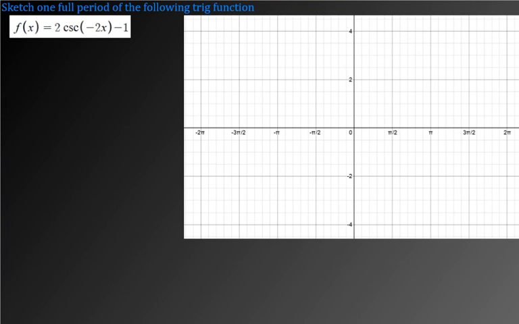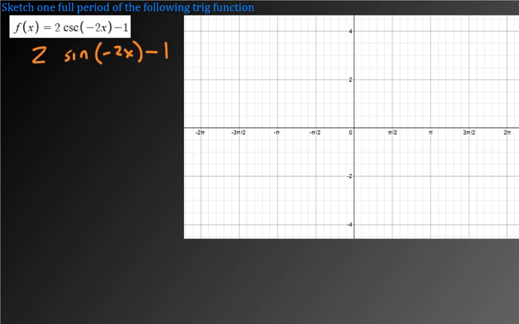All right, just one more problem I'm going to do in this video. I just want to graph 2 cosecant negative 2x minus 1. And to do this, basically we're going to graph 2 sine, I don't want that parentheses, sorry. I want 2 sine negative 2x minus 1, right?